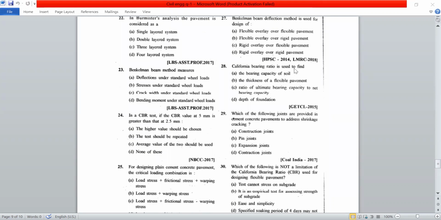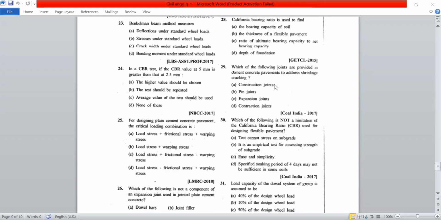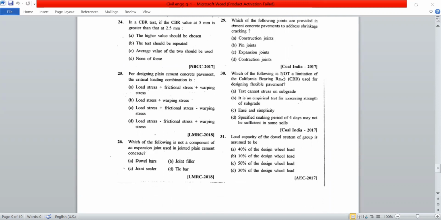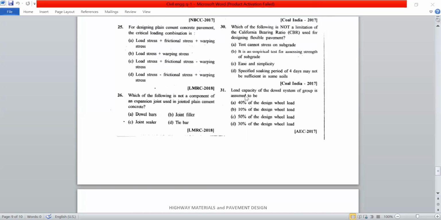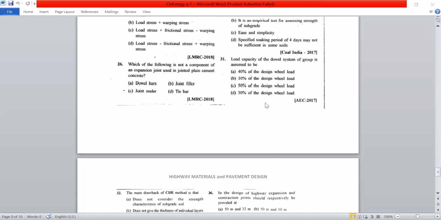Benkelman beam deflection method is used for design of flexible overlay over flexible pavement. California bearing ratio is used to find out the thickness of a flexible pavement. Which of the following joints are provided in cement concrete pavements to address shrinkage cracking? Contraction joints. Which of the following is not a limitation of the CBR used for design of flexible pavement? Ease and simplicity.